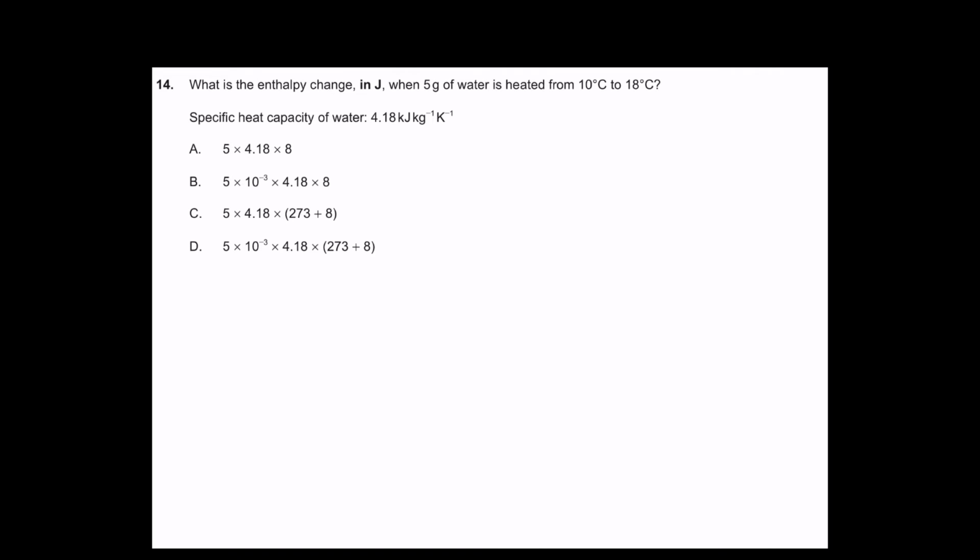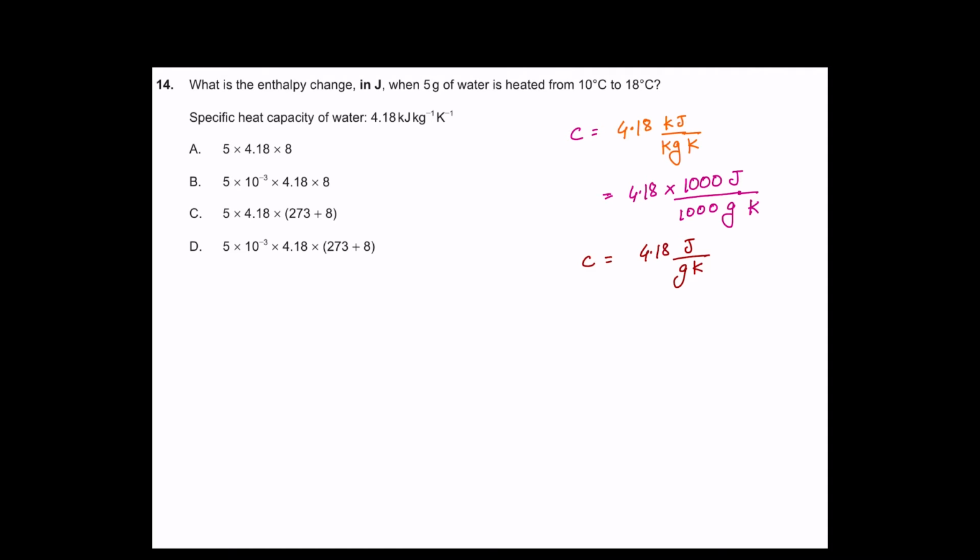We have to calculate the enthalpy change when 5 grams of water is heated from 10 degrees to 18 degrees Celsius. Okay, so what we need to do is change the unit of the specific heat capacity. The specific heat capacity is 4.18 kilojoule per kg Kelvin. Now we know that 1 kilojoule is basically 1000 joules. So specific heat capacity, I can denote it with C. I can write 1 kilojoule as 1000 joules, and also I can write 1 kg as 1000 grams. And let's keep this Kelvin as it is. Okay, so this becomes 4.18 joule per gram Kelvin.